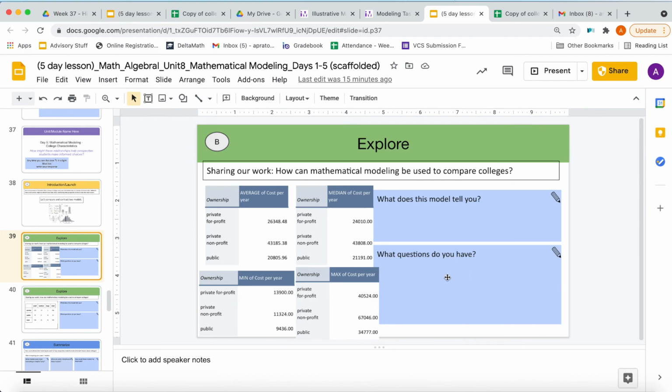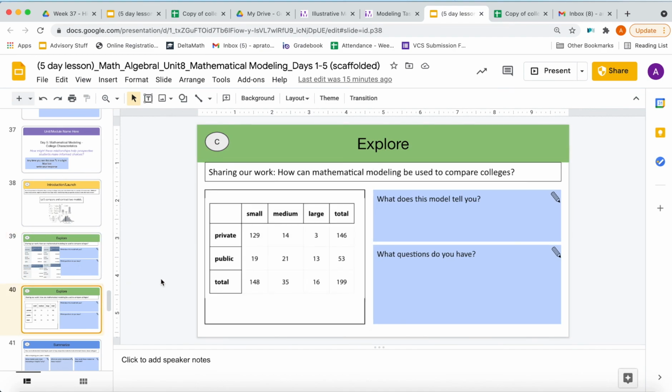What questions do you have? So that's all the information that this model might tell us. What questions might you have? I might wonder, why are public schools the cheapest option? Why are private for-profits less money than private nonprofits? Because I'm thinking if something's for-profit, that means they're trying to make money. So why would they charge less than a private nonprofit? What other things about schools affect cost of the college? Are there other factors that are going to affect the cost of the university? And you may have other questions, which are great.